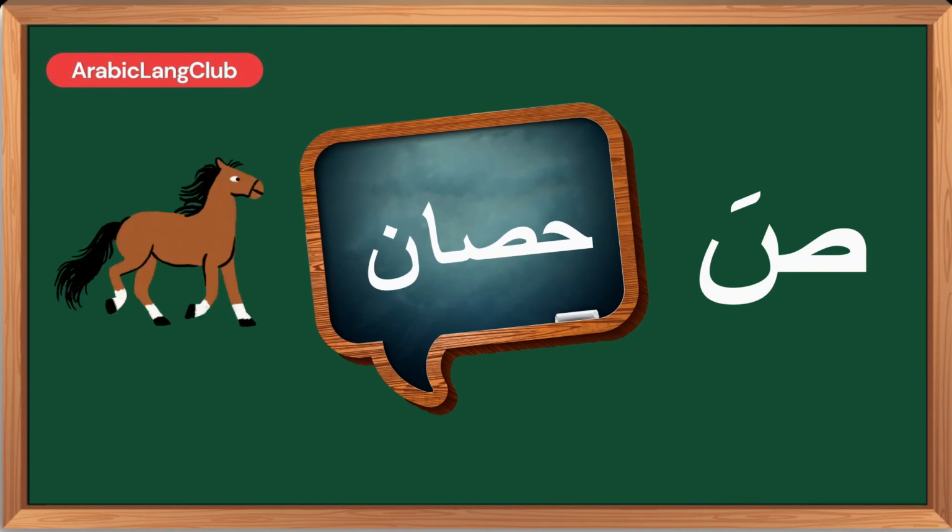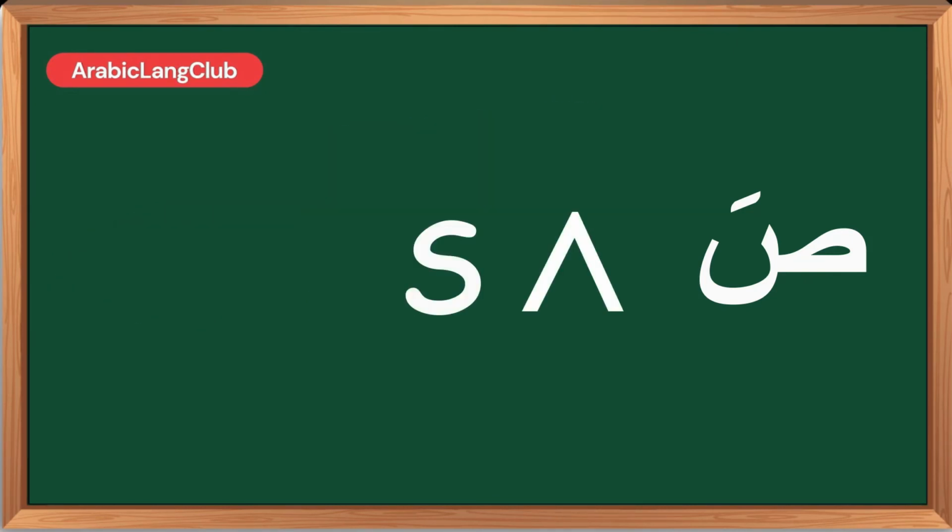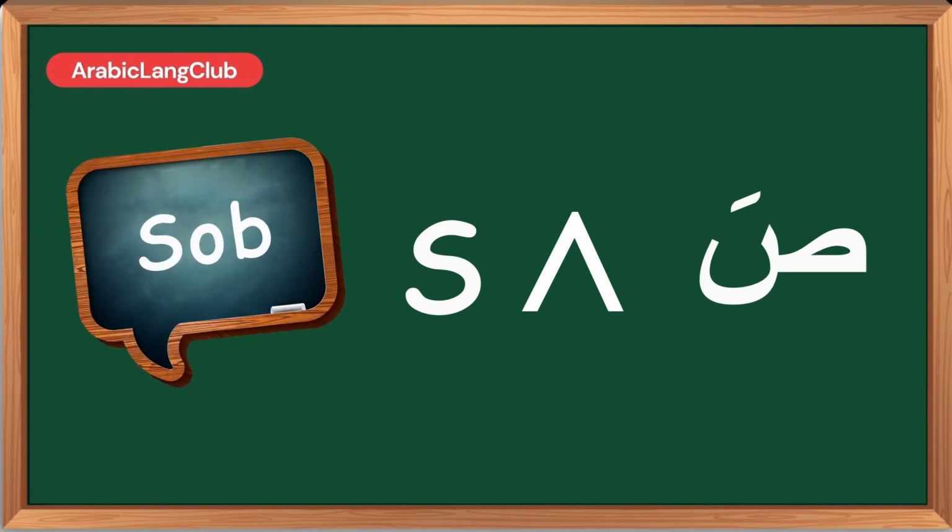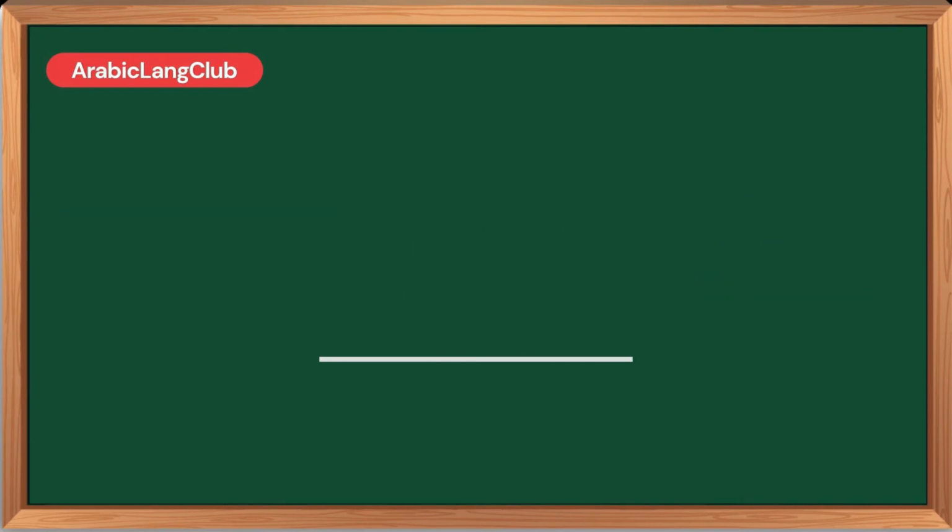Let's move into the next letter. Sa, like in the word Hisan. The sound is like S in the word Sab. So it's just like the Sa sound, but with the A. To write it down, draw an elliptical shape and then pull down around like a big plate.